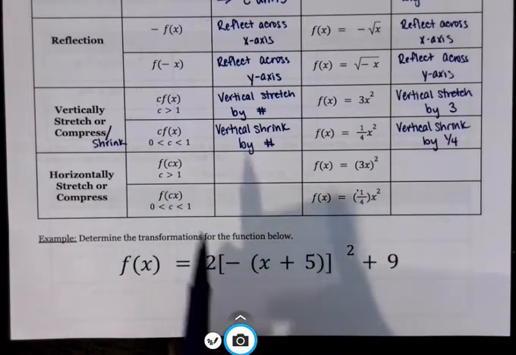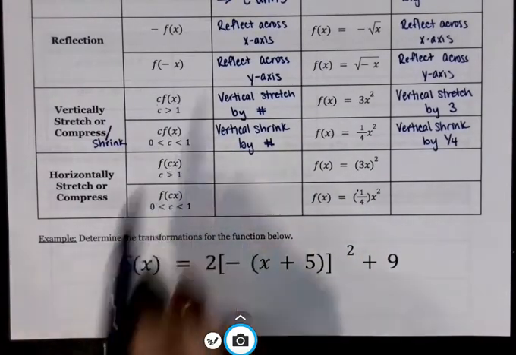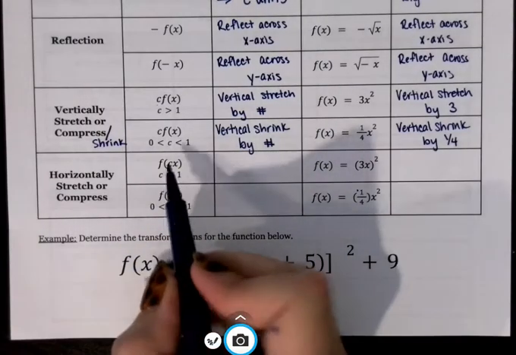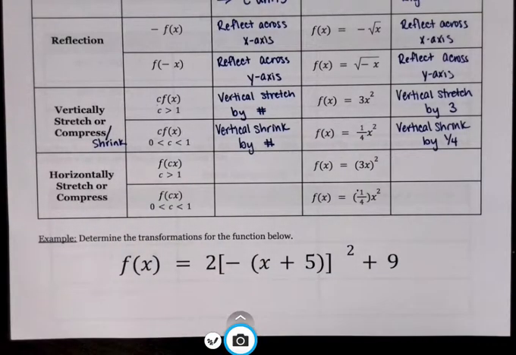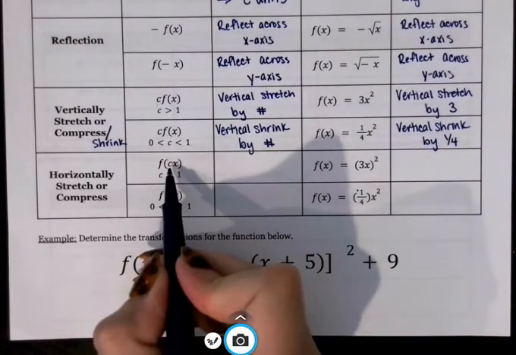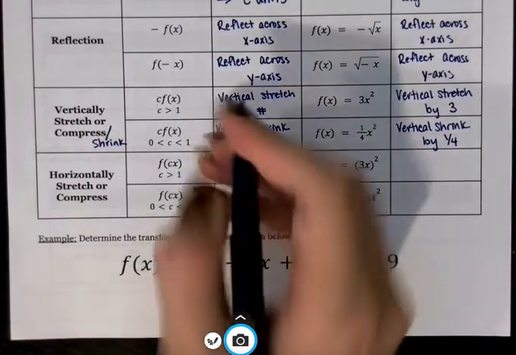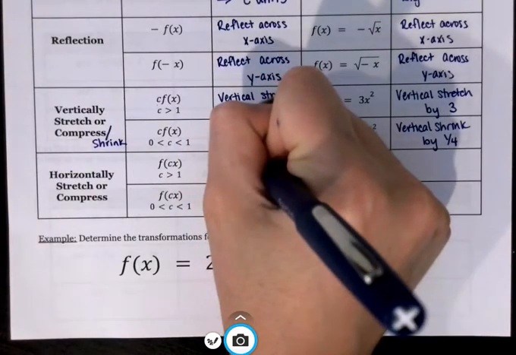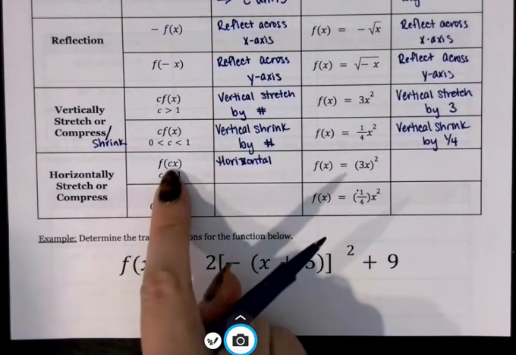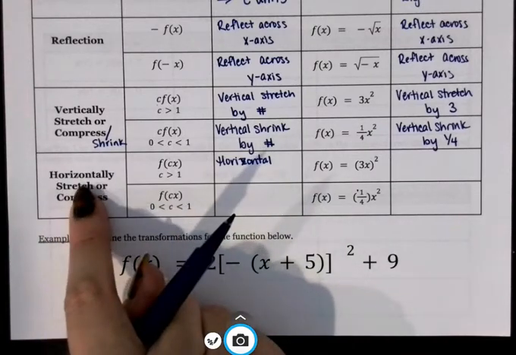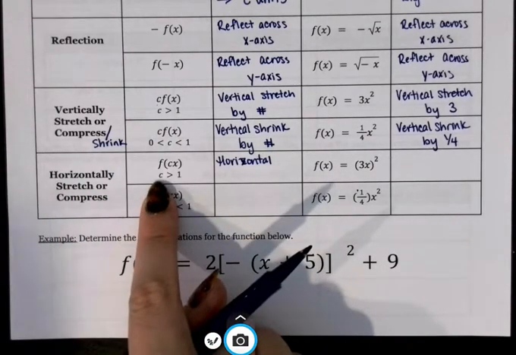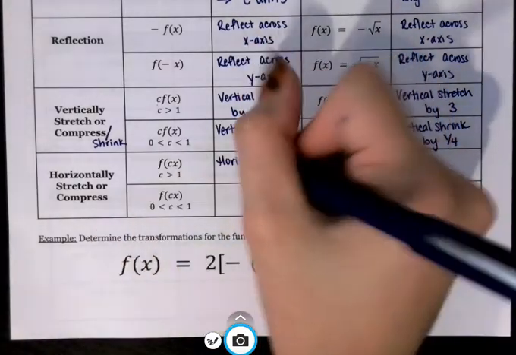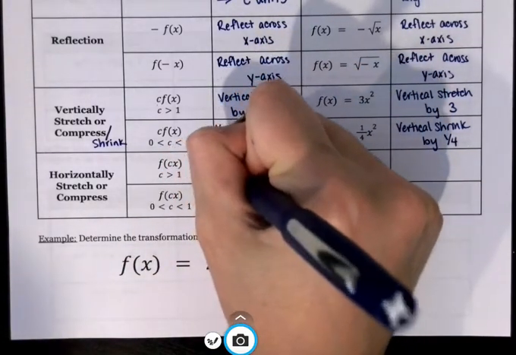For the last two rows, we're looking at if the number being multiplied is on the inside of the parentheses or on the inside of the radical sign, on the inside of absolute value, anything on the inside. If that number is greater than 1, because it's on the inside, that tells me it's going to be horizontal. When it's greater than 1, it's actually being shrunk. So it's being compressed. So I'm going to say it's a horizontal shrink.